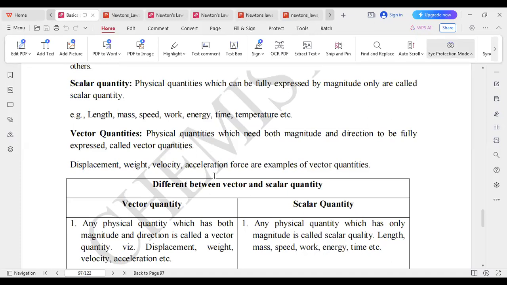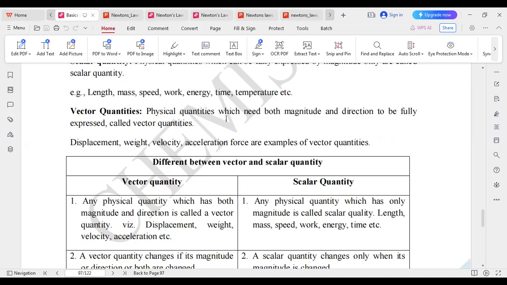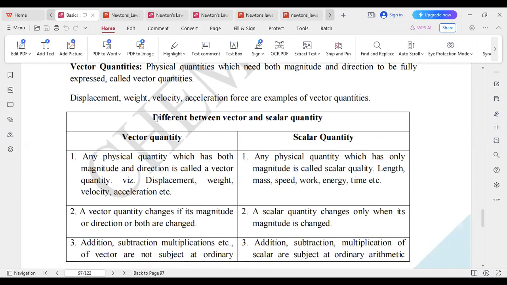So from this part, we can define what a scalar quantity is. Physical quantities which can be fully expressed by magnitude only are called scalar quantities. So length, mass, speed, work, energy, time, etc. are examples of scalar quantities. Similarly, vector quantities are physical quantities which need both magnitude and direction to be fully expressed. Displacement, weight, velocity, acceleration, force, etc. are examples of vector quantities.